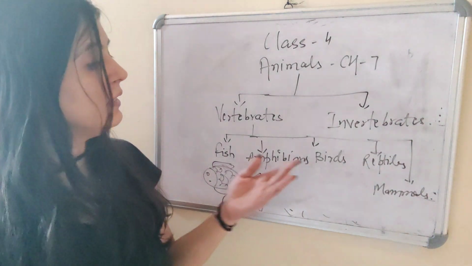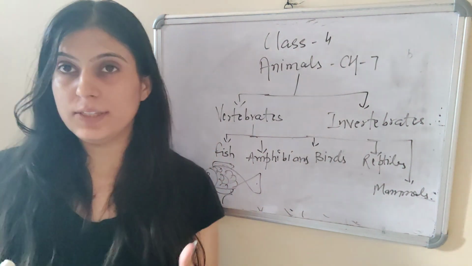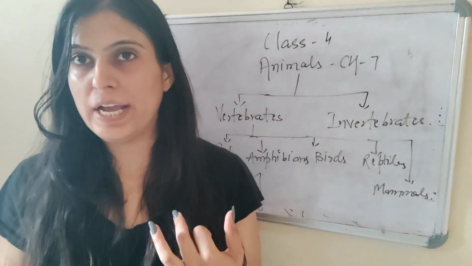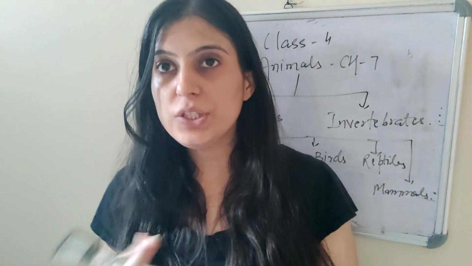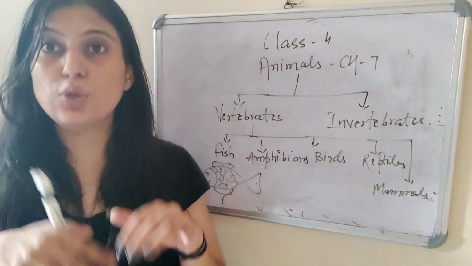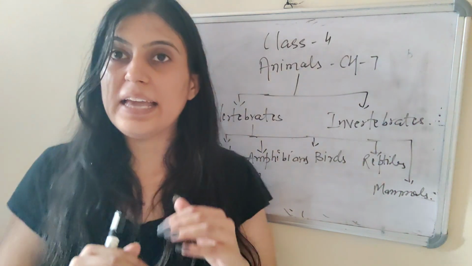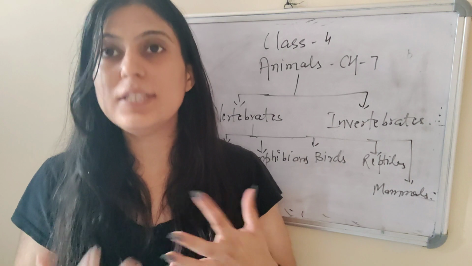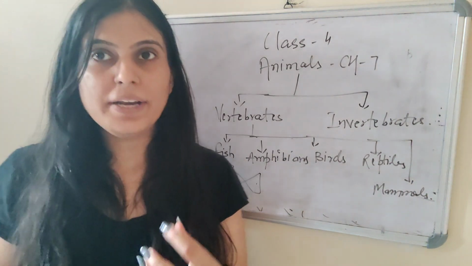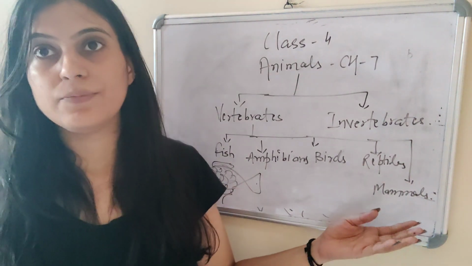Next one is reptiles. For example, snakes, crocodiles. Those organisms which crawl on land have very dry skin and they have scales on their skin. Next one are mammals.